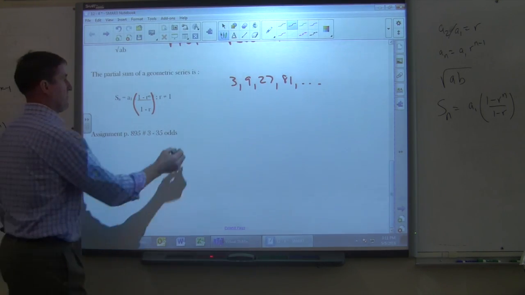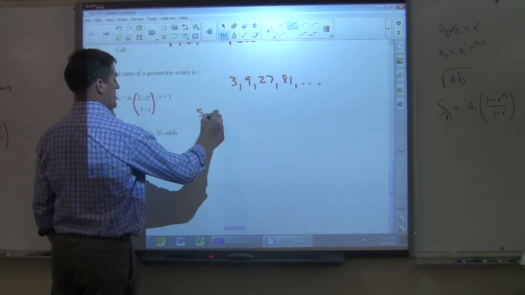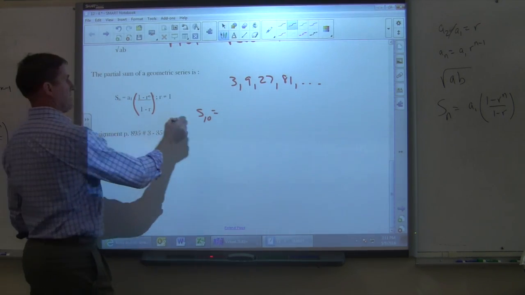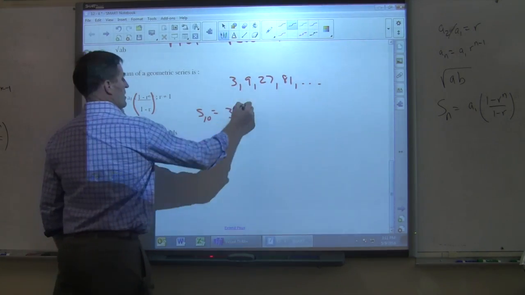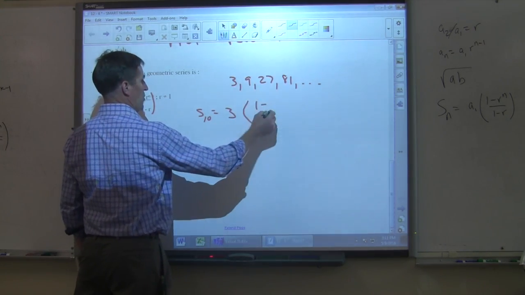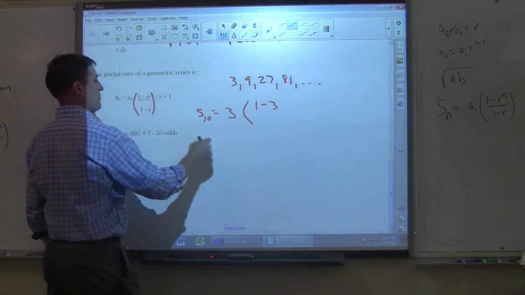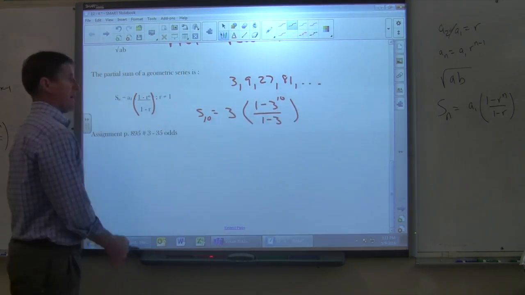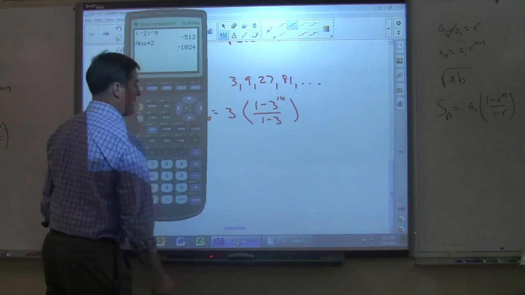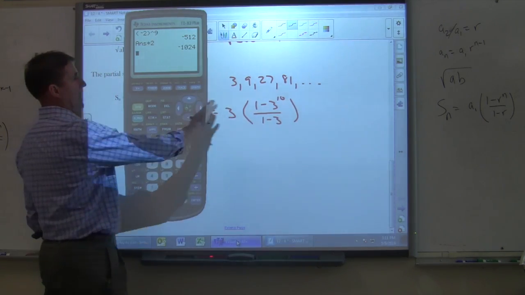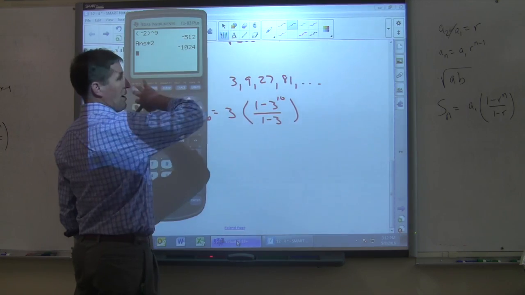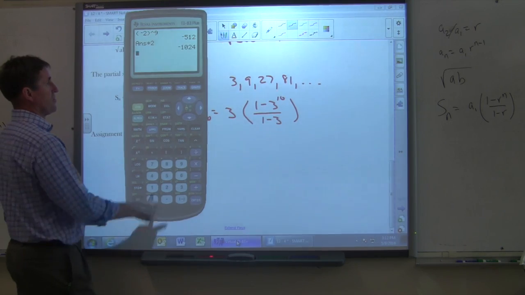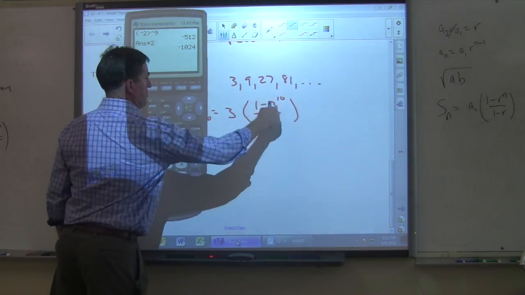And let's find the sum of the first 10 numbers. Okay? So, a sub 1 is 3. 1 minus, we already know r is 3, to the nth power, 10, over 1 minus 3. So then we just have to calculate that. Now on the calculator, what I would suggest is be careful on how. Sometimes when you put this in, if you try and put it in all at once, you can not put in enough parentheses. So my suggestion is just do the numerator first.